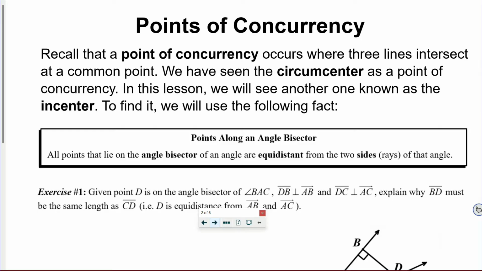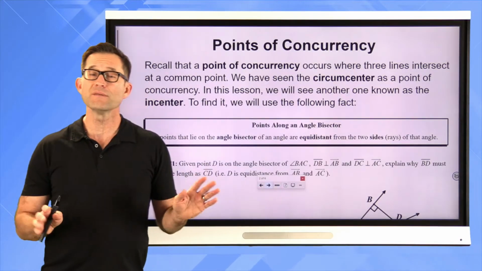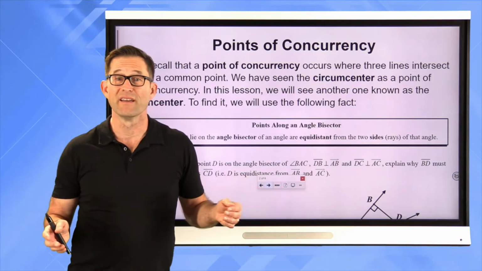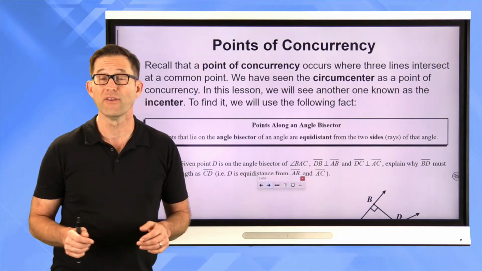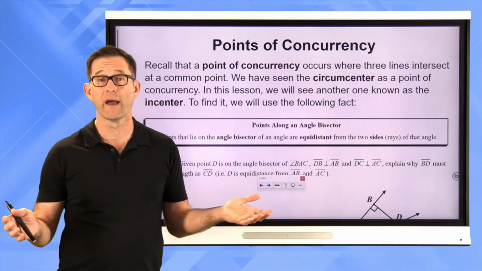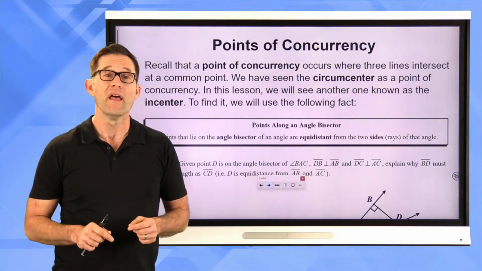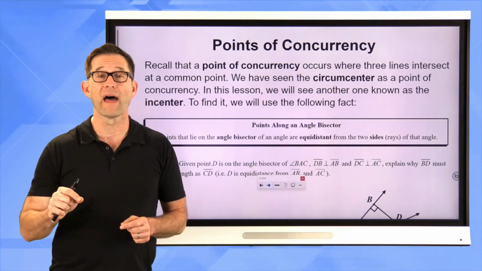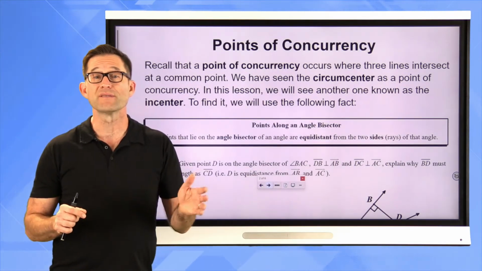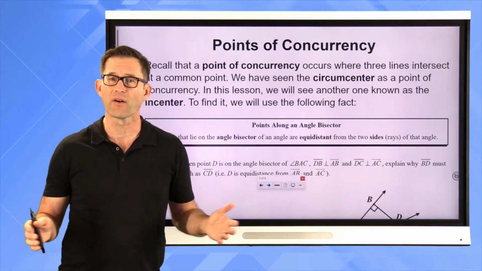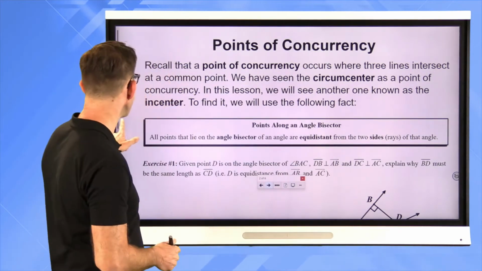Points along an angle bisector. All points that lie on the angle bisector of an angle are equidistant from the two sides, i.e. the rays, of that angle. Now, this might seem obvious: if you take an angle and you bisect it with a line, a line segment or a ray, then every point that lies along that ray is equidistant from the two sides of the angle. But we should make sure we prove that before we use it.